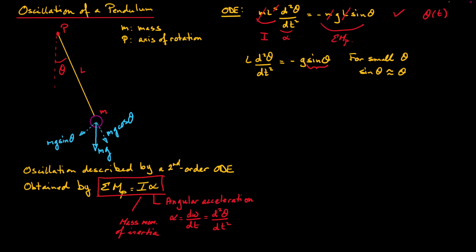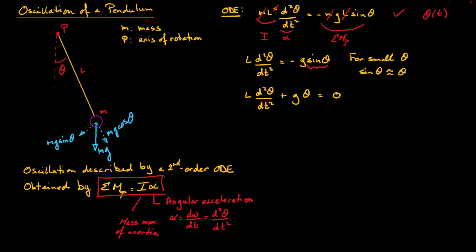So substituting this small angle approximation and rearranging our ODE, we are left with L d squared theta by dt squared plus g theta is equal to 0. And now we have a second-order homogeneous linear differential equation with constant coefficients L and g.